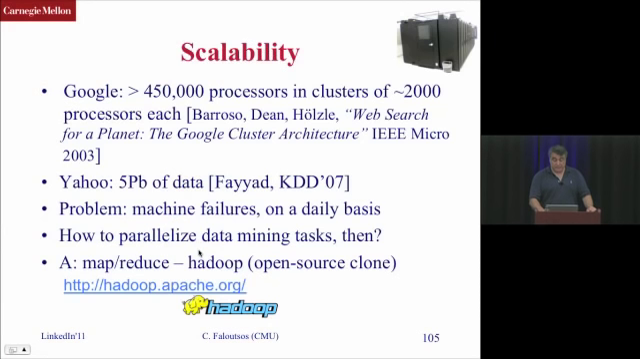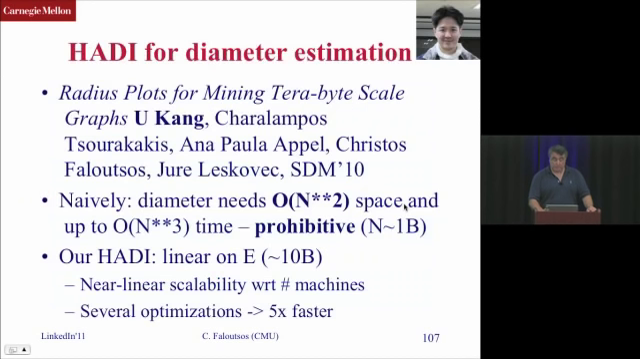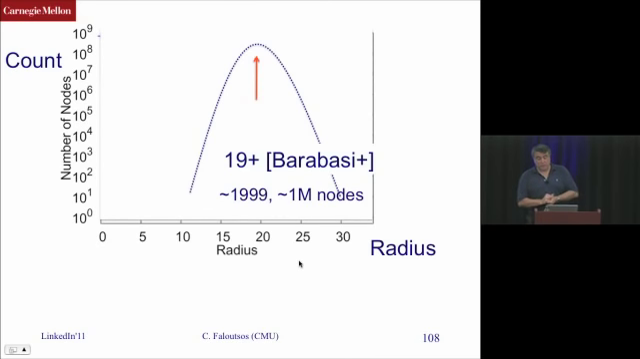The last part is scalability. We don't need to talk about why scalability is important and why Hadoop is important. But let me go over quickly the diameter. We implemented a diameter estimation algorithm on Hadoop. The straightforward algorithm is tricky because it requires n square space and at worst n cube time, so it's awful if the number of nodes is 1 billion. But with careful engineering and approximations, we can make the algorithm proportional to the number of edges. Let's see the results instead of going through the details.